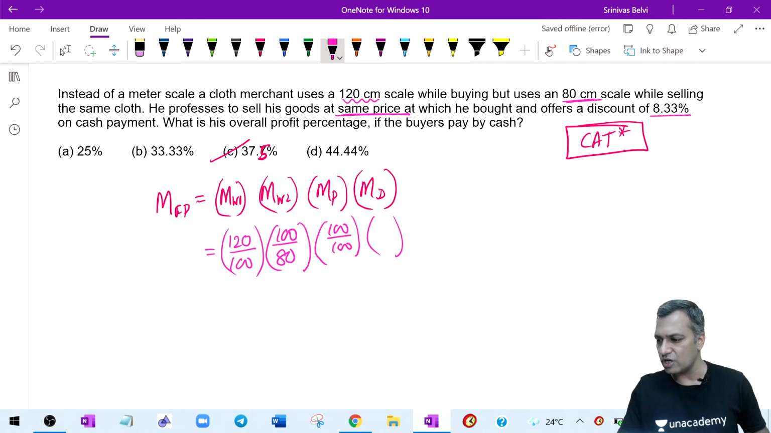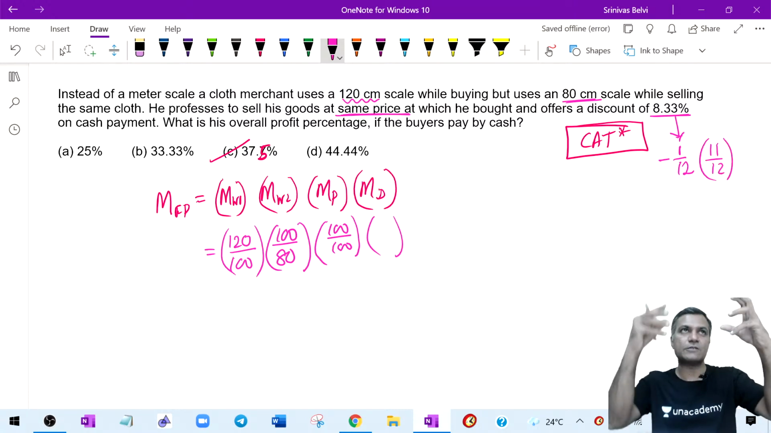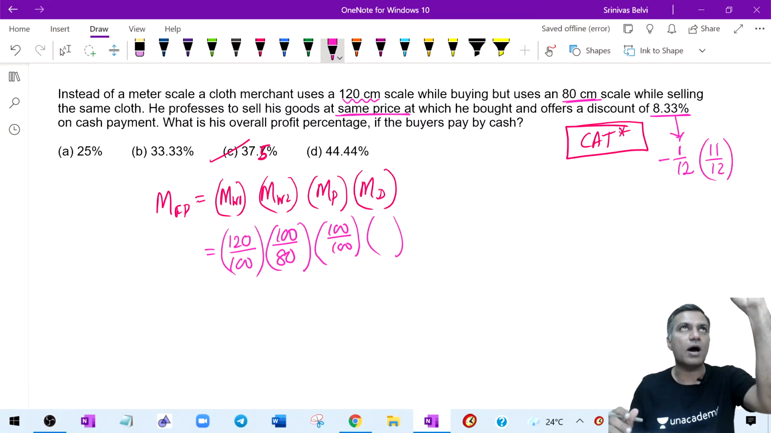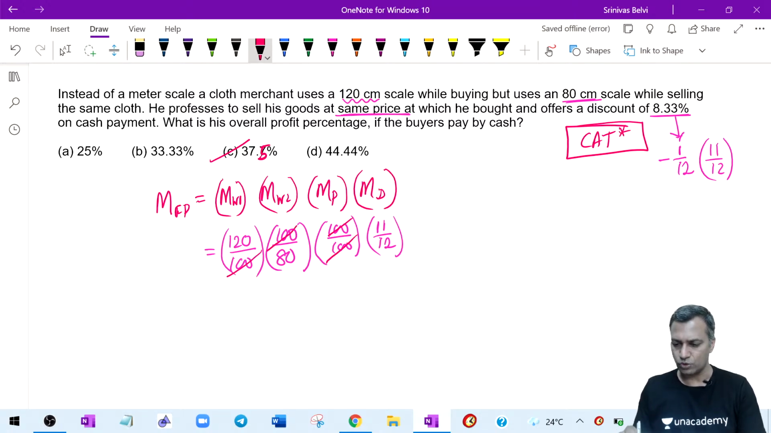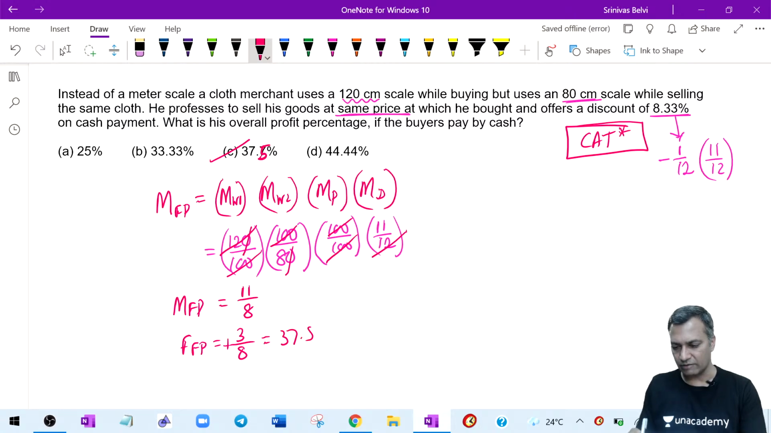Multiplier related with the discount: he offers an 8.33% discount, which is nothing but minus 1 by 12, which technically becomes 11 by 12. Discount means whatever profit you have created so far will marginally come down. That margin will come down. Therefore, you write this as 11 divided by 12. We can simplify this. Most of them will get cancelled out here. This 0 also cuts off, this 12 cuts off. Therefore, you are left with only 11 by 8. The multiplier related with final profit is this. Therefore, the factor related with the final profit is 3 divided by 8, which technically becomes 37.5%.